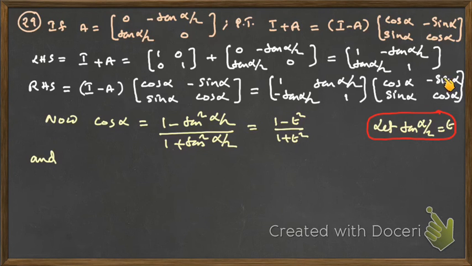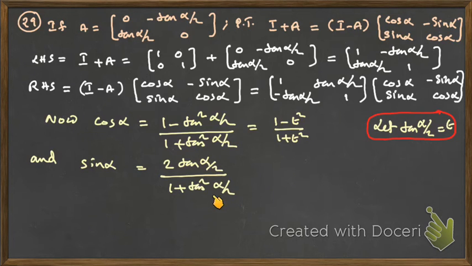Now I have to find out the corresponding value for sin alpha. There also, sin alpha is 2 tan alpha by 2 by 1 plus tan square alpha by 2. That's a formula from grade 11 as well, the half angle formula for sin alpha. But I use the same substitution again. Let tan alpha by 2 be equal to T. So this is going to be 2T divided by 1 plus T square. So I have a value for cos alpha, (1 minus T square) by (1 plus T square), and a value for sin alpha, 2T divided by 1 plus T square.